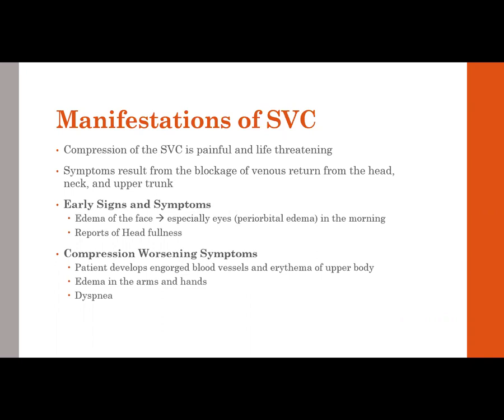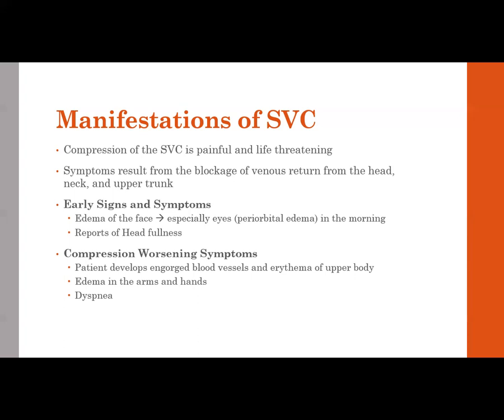So with this, your symptoms result from blockade of venous return from the head, neck, and upper trunk. So some of your early signs and symptoms, whether it's because your patient has a tumor or whether it's because your patient has a catheter in their neck, these are some of the early signs and symptoms you want to see before things get worse.